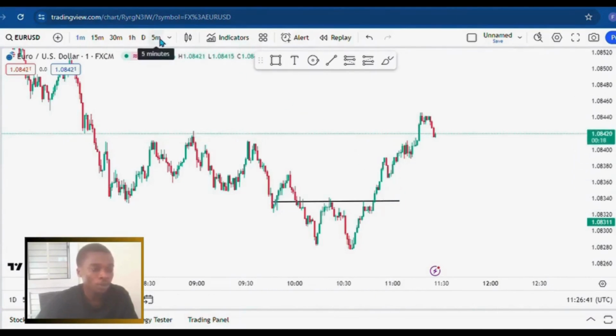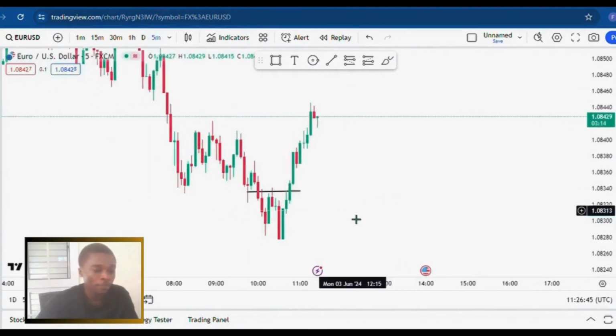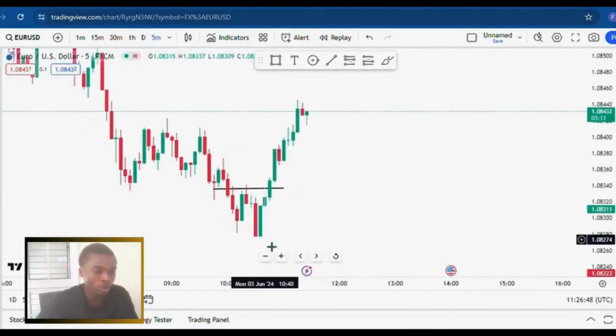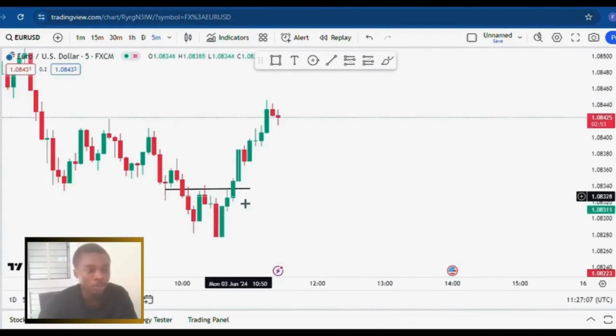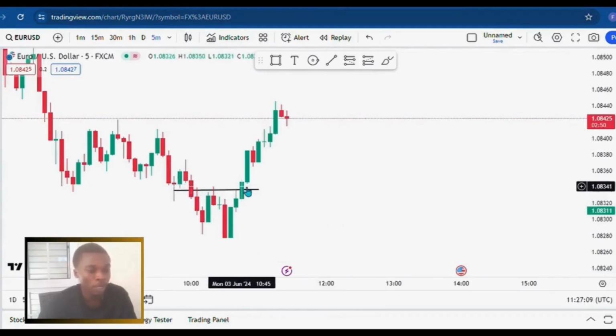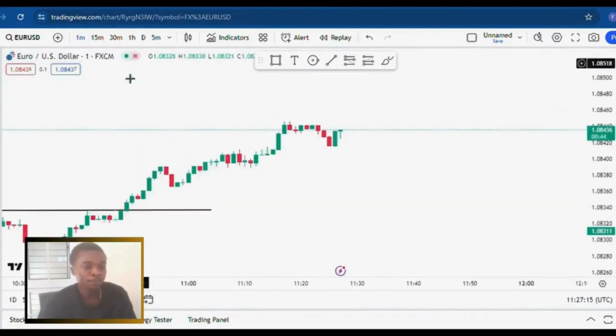Now if you go over to the 5 minute time frame also, you can see we had a very strong bullish candlestick closing this bearish, red candlestick. We also had the breakout also. As you can see at the top breakout, the market was just heading to the upside. Now let's head over to the 1 minute time frame again.